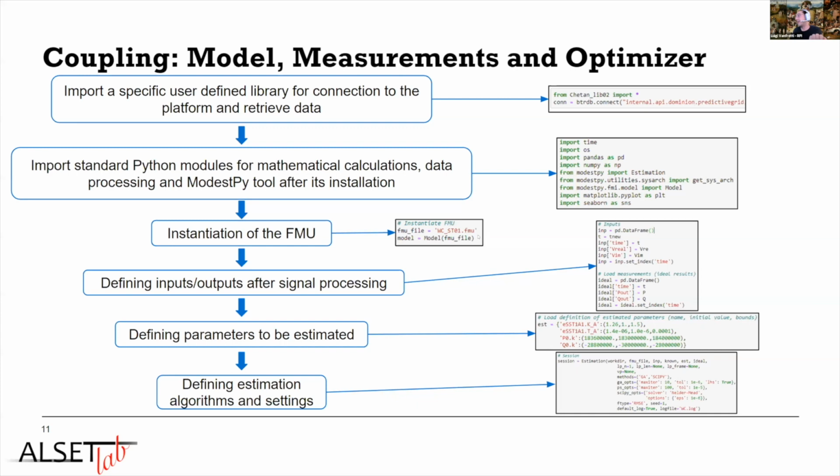Then we need to instantiate the FMU. This is the station is WC. ST1 is a steam generator unit. That's why, and it's the first one. We define the inputs and output.